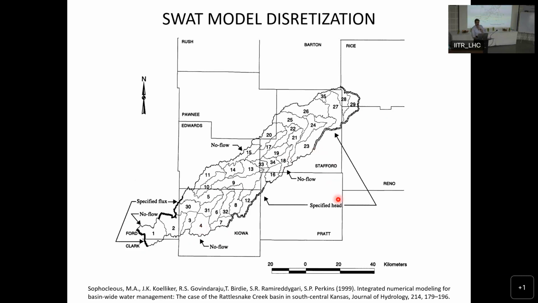It also shows you the boundary conditions that we needed for the surface and for the groundwater flow. Based on what we know of the geology and so on, we have specified flux boundaries, we have no flow boundaries at some location, we have specified head boundaries at some location. Again, no flow boundaries at some other location at the boundaries of the watershed. So a lot of geologic studies and data were used to get at that information. Okay. So this figure shows you the boundaries that were used to try and contain this entire watershed.